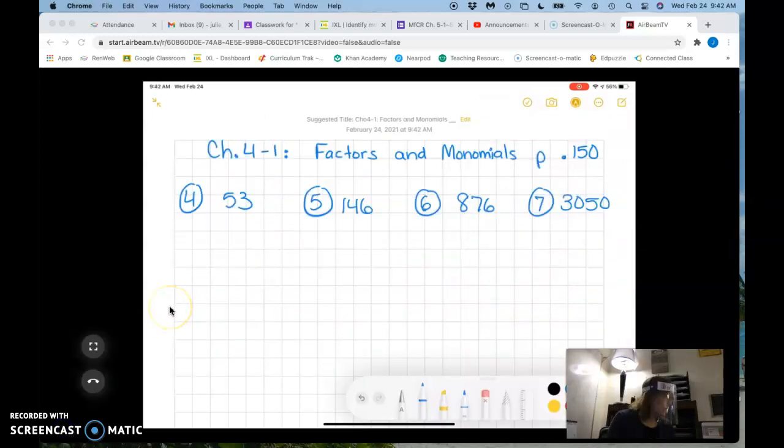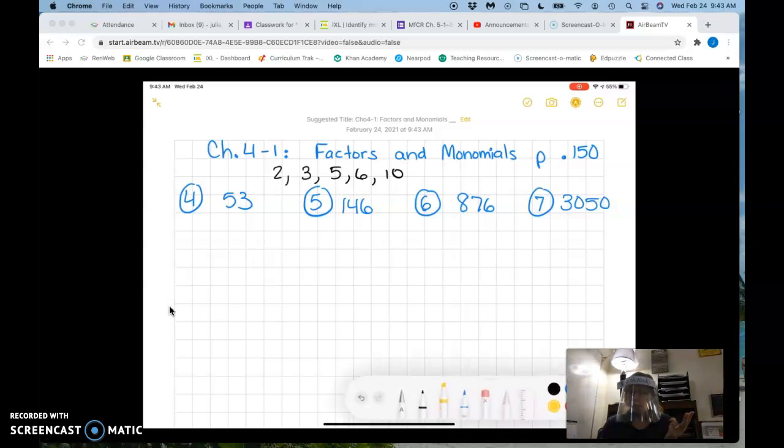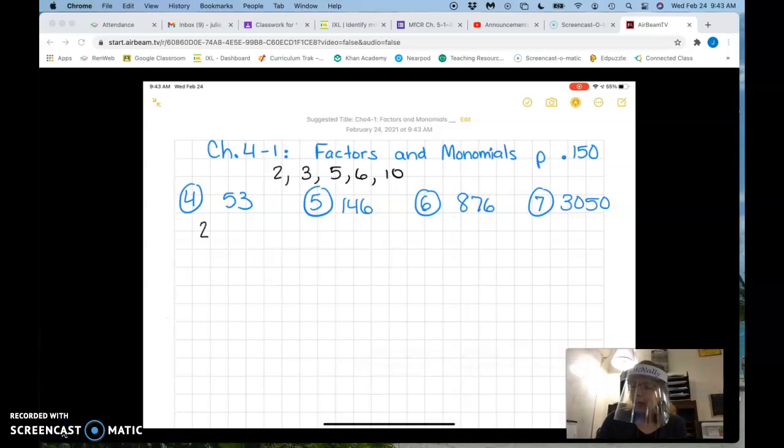Use divisibility rules to determine whether each number is divisible by 2, 3, 5, 6, or 10. So these are all the rules I just gave you. Okay, those are the 5 numbers I just gave you. So we have to see if each one is divisible by 2, 3, 5, 6, or 10. So the divisibility rule for 2 is that what? If it's divisible by 2, then the ones place is divisible by 2.